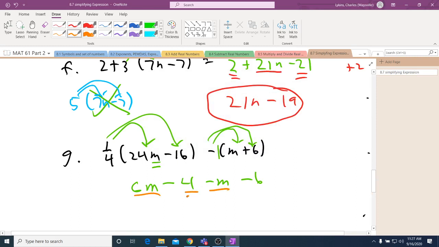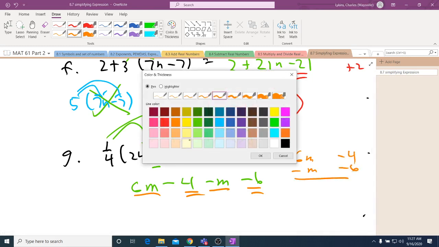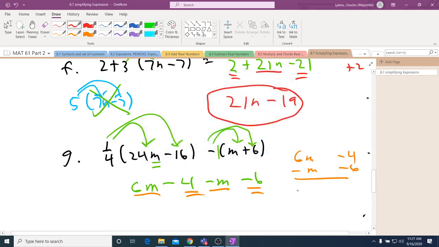Combining like terms. So I got 6m minus m, a negative 4 and a negative 6. This would be 6m minus m is 5m. You owe me 4 and owe me 6, you owe me 10, so it's minus 10. That's my answer.